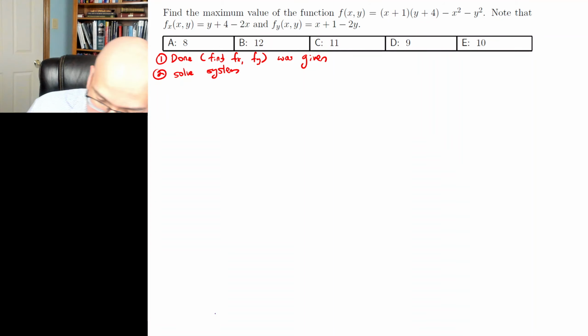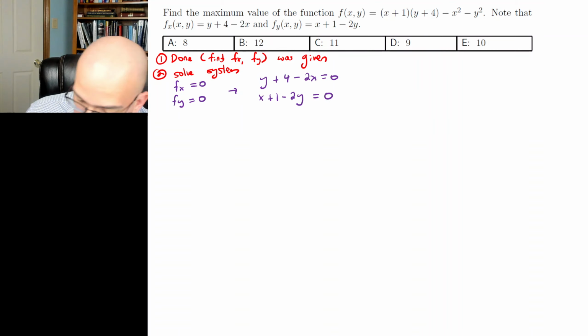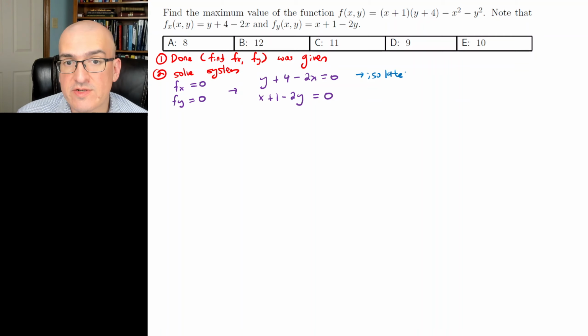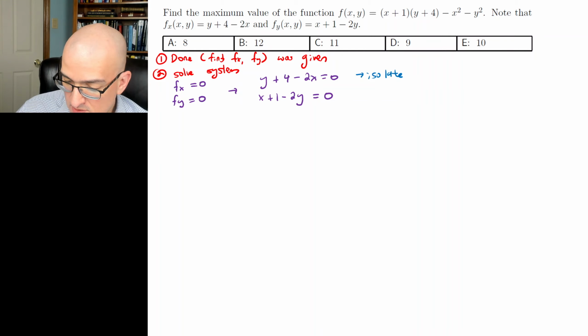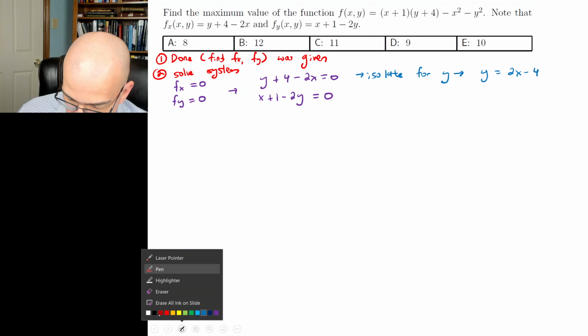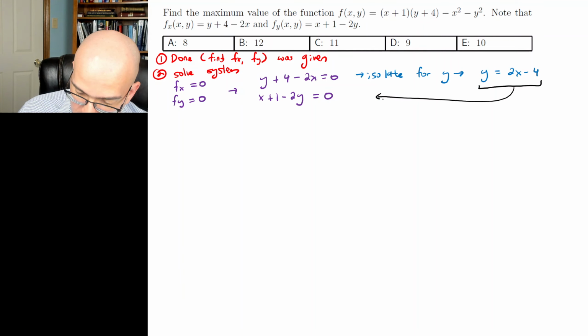So here's your system. f sub x equals 0, f sub y is equal to 0. So we have y plus 4 minus 2x is equal to 0, and the other one is x plus 1 minus 2y is equal to 0. I'm going to isolate the first equation for y. If you want, you can isolate the second equation for x. I'm choosing it this way to avoid fractions. Isolate for y. So y is equal to 2x minus 4. And then we'll do what we did in similar examples previously, I'm going to plug that in.